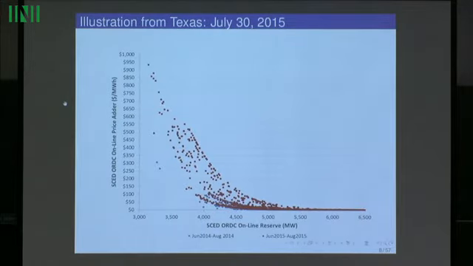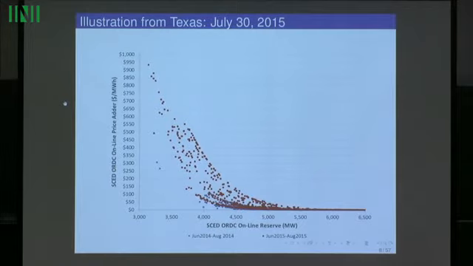This is a slide of how things are actually implemented in Texas, among other system operators. I think MISO is also. I need to go back to my notes, but I believe MISO is also implementing this now. But this is a couple of slides that we received from Texas back in the summer of 2015, where it was an unusually hot day.